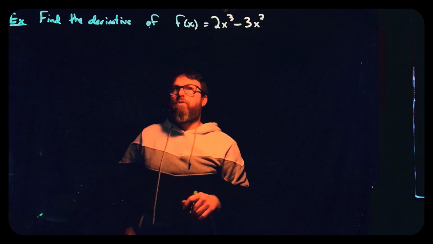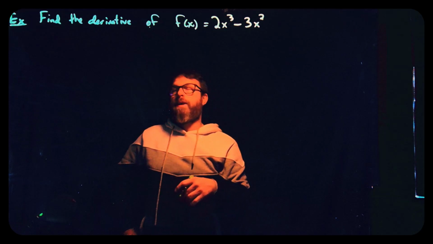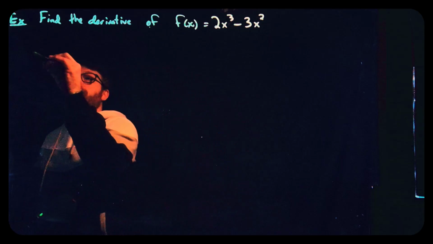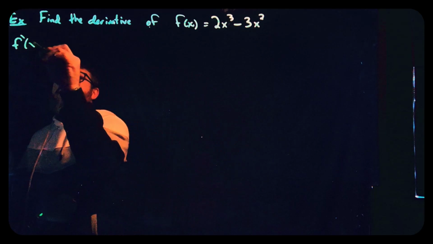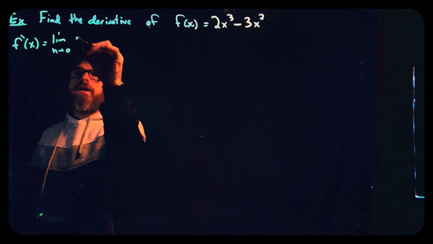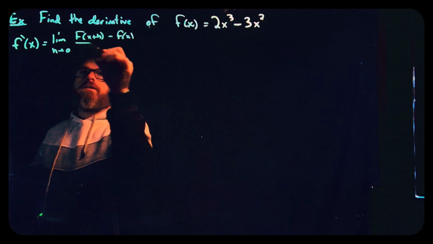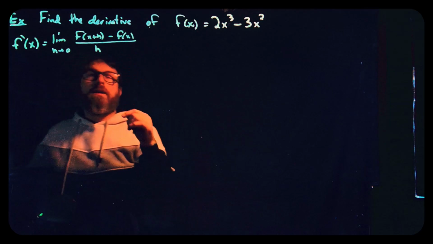So let's go ahead and find the derivative of f of x, which is equal to this cubic, 2x cubed minus 3x squared, using the limit of the difference quotient. So f prime of x is going to be equal to the limit as h approaches 0 of, again, f of x plus h minus f of x all over h.